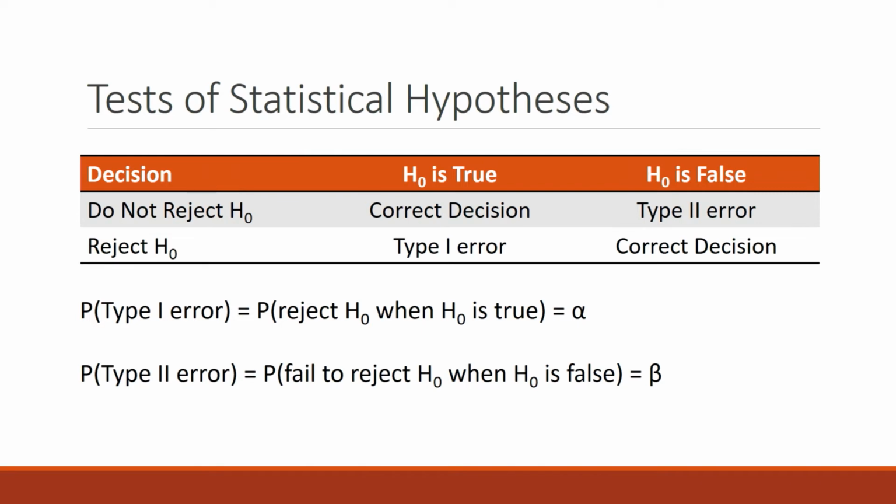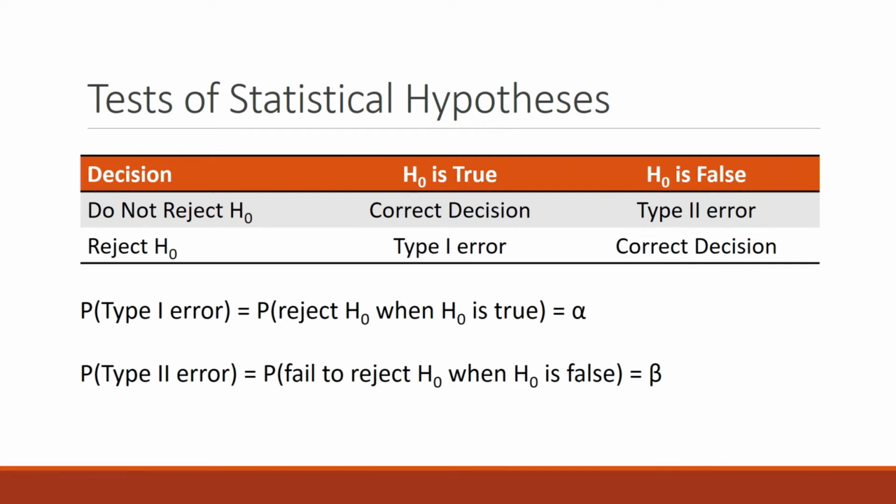Now, if our decision is to not reject the null hypothesis, that means one of 2 things could happen. If the null is true, then that means we've made a correct decision. Obviously, that's a good thing. If the null hypothesis is actually false, then that means we've committed a type 2 error. The other decision is to reject the null hypothesis. If we reject the null hypothesis and the null hypothesis is true, that's a type 1 error that we've just been discussing. However, if we reject the null and the null hypothesis is false, then that's a correct decision. So obviously that's a good thing.